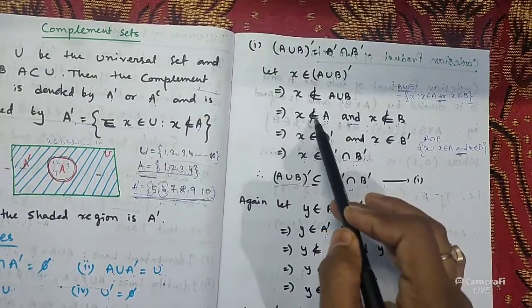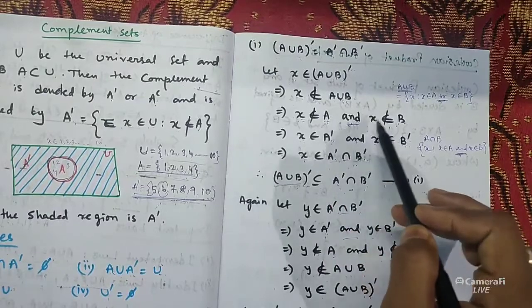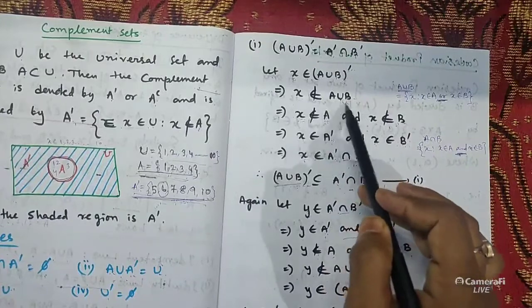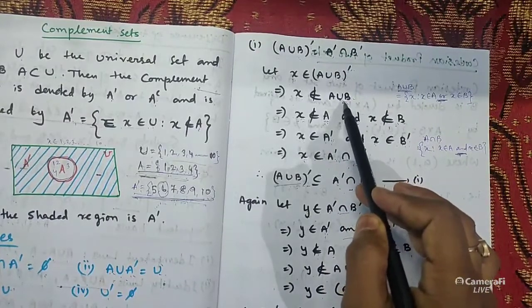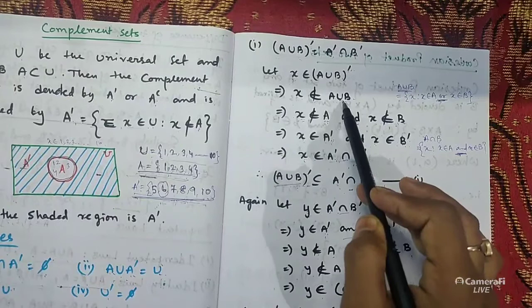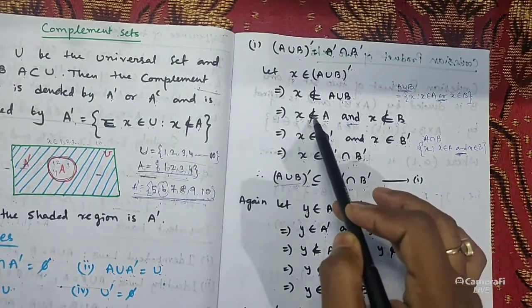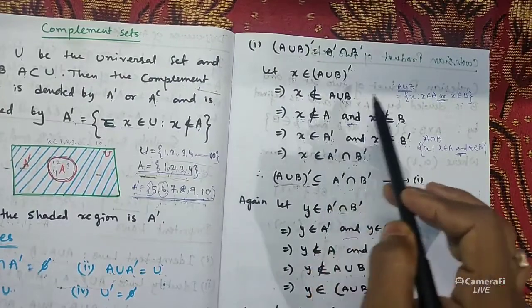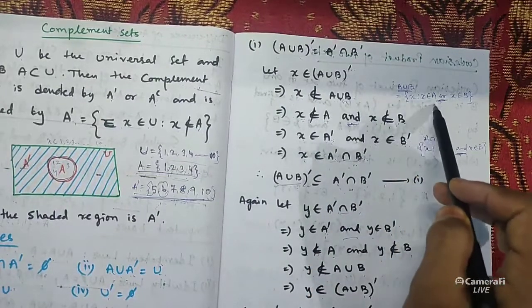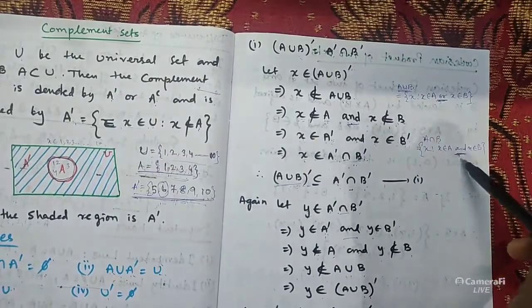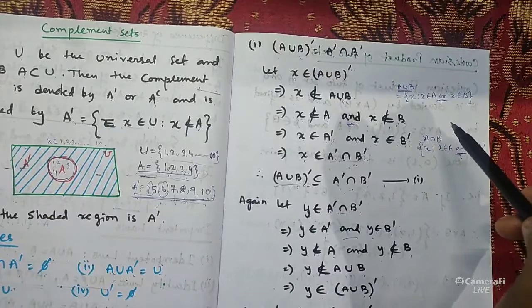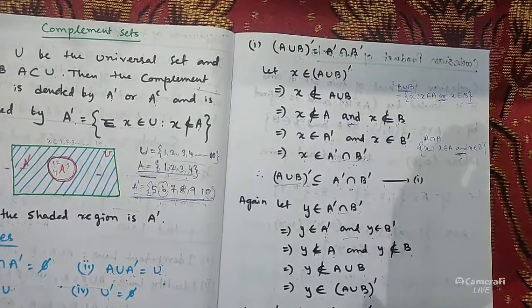So if x does not belong to A and x does not belong to B, that means x does not belong to A union B. So here and means union. Why? Because the does not belong to symbol is there. Understood? If the belongs to symbol is there, that time or means union and and means intersection. If you change the symbol, then the sign also changes. Okay, got it?